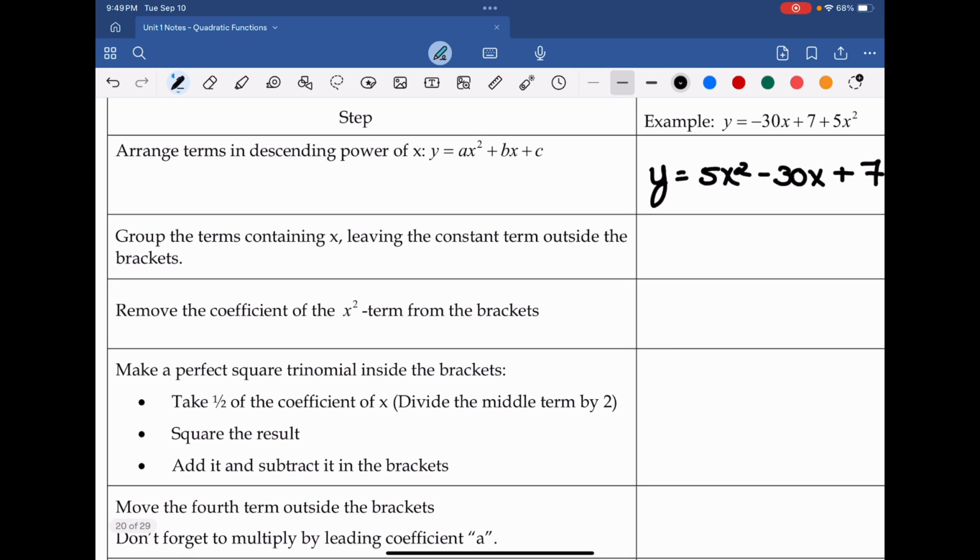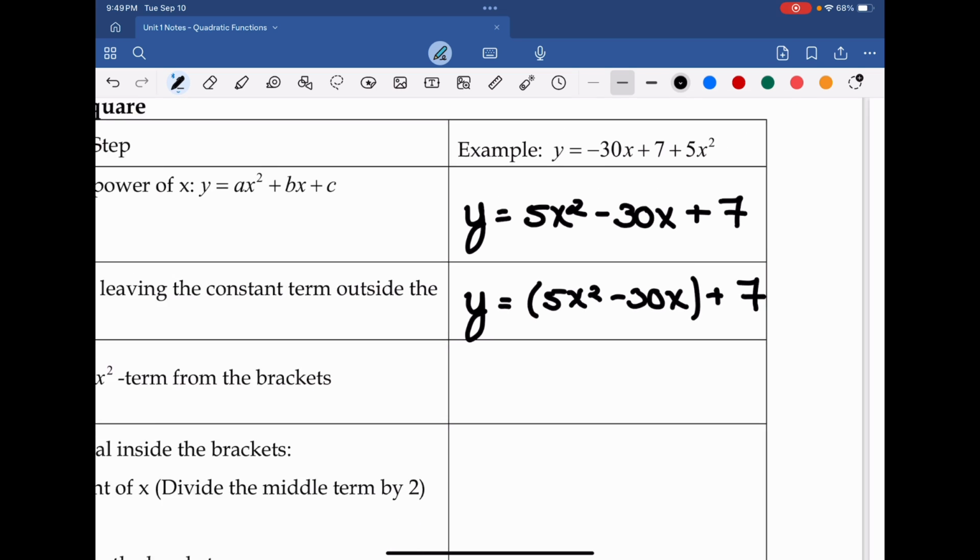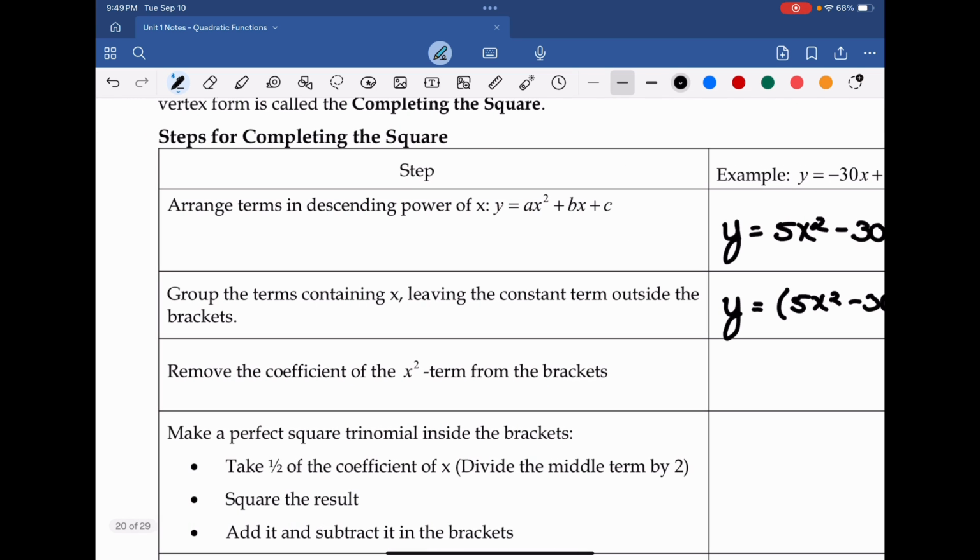Step number 2, we're going to group the first two terms that contain x, and then bring the constant term outside of the brackets. So what that means is we're going to rewrite this as y is equal to bracket 5x squared minus 30x, close that bracket and put 7 on the outside, because we're going to do something very specific with these first two terms. As you can see, you're probably already predicting they look like they share a common factor. Let's see if that's our next step here.